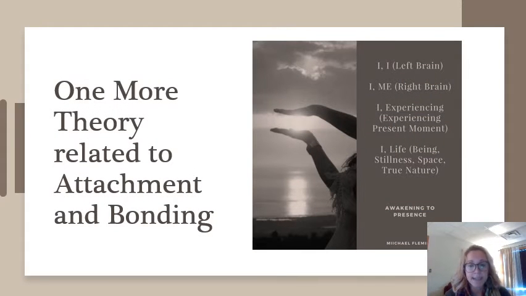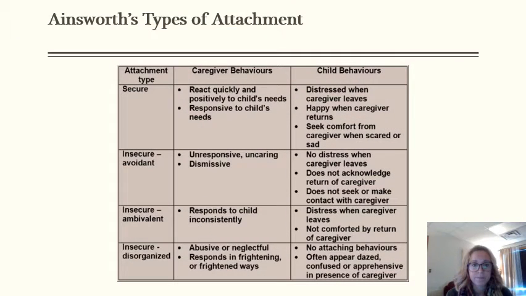While we discuss attachment theory, there is one other theory that I would like to discuss that is related to attachment and bonding and is very important when discussing this subject. And that is Ainsworth's types of attachment. On here we can see 4 different attachments: secure, insecure avoidant, insecure ambivalent, and insecure disorganized.